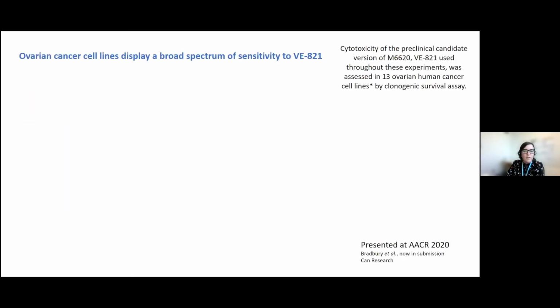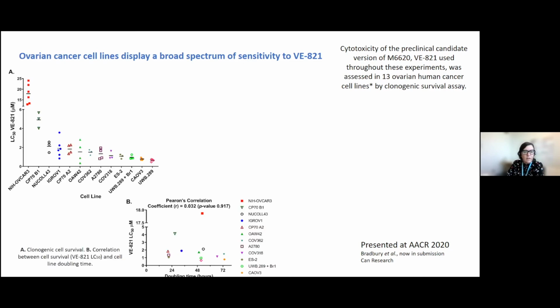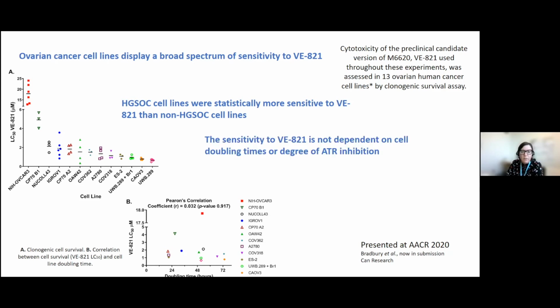So what we found with VE821 is that ovarian cancer cell lines display a very broad spectrum of sensitivity to ATR inhibition. And this was shown if you group by high-grade serous and non-high-grade serous. We found that the high-grade serous cell lines were statistically more sensitive than the non-high-grade serous cell lines. We also found that the inhibition was not dependent on cell doubling time. So you might expect cells that have a shorter doubling time to be more sensitive. And it also wasn't dependent on the degree of ATR inhibition, which was fairly inhibited across all of the cell lines at the doses that we used.